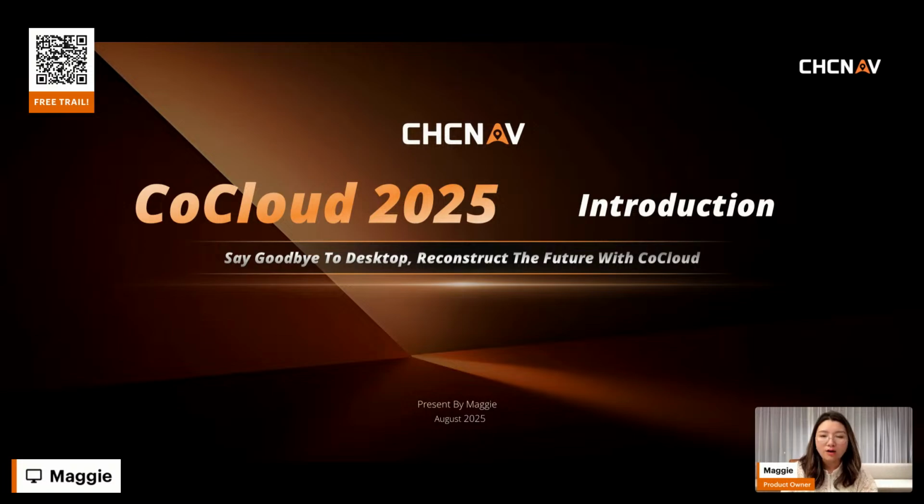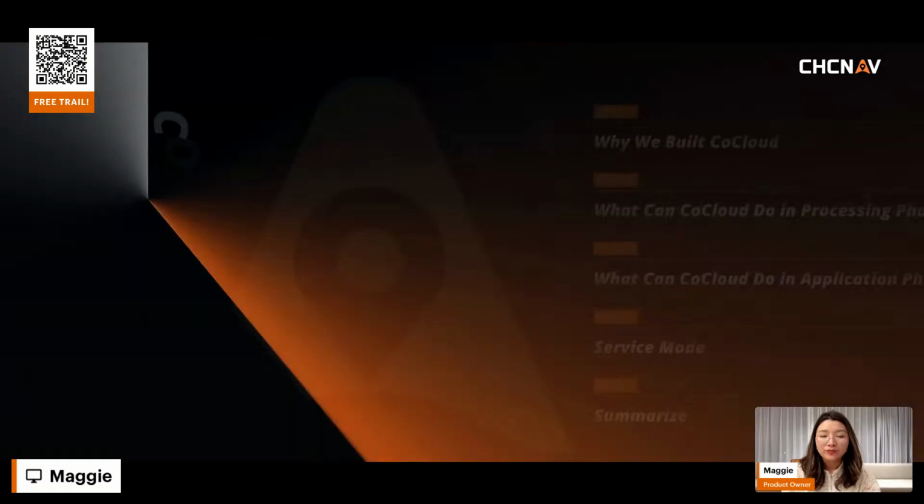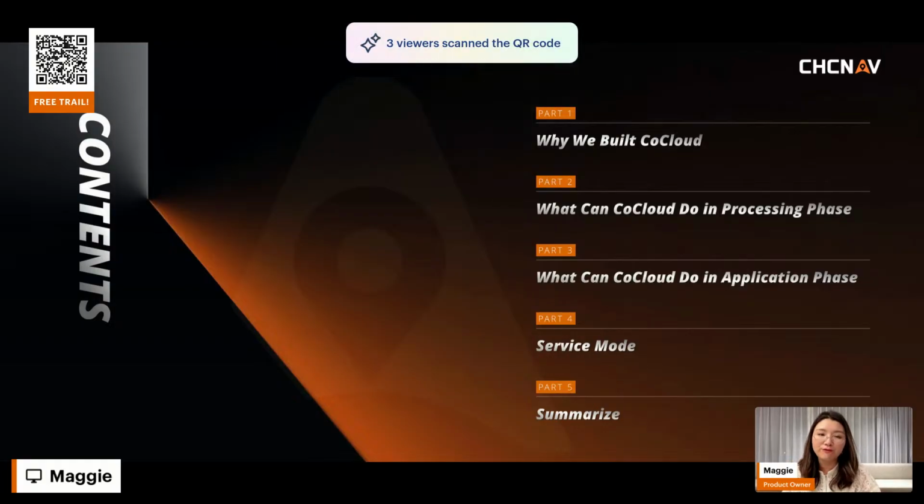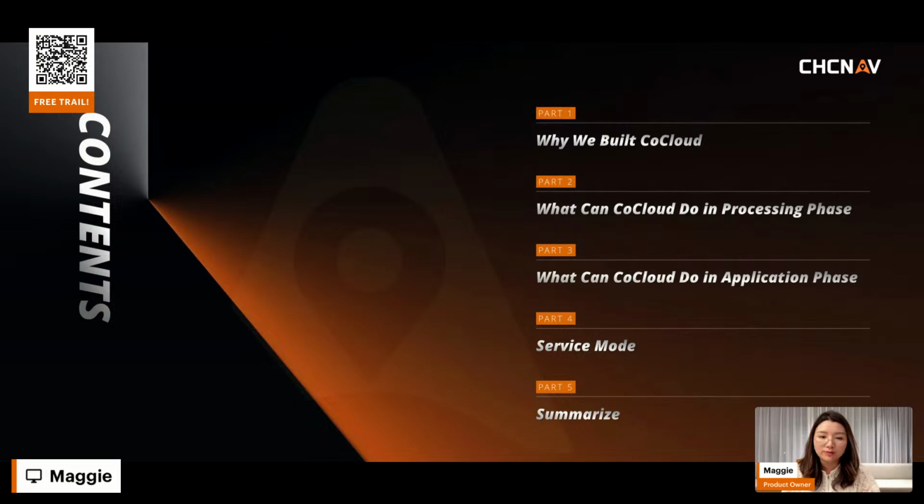It's our CoCloud. Co stands for collaboration, and the cloud indicates the product is built on cloud service, which means accessibility and scalability. The whole introduction will be divided into 5 parts, from why we built CoCloud to what CoCloud can do in different phases, in the processing phase, in the application phase, and then I will introduce the service models of our product, and finally do a short summary.